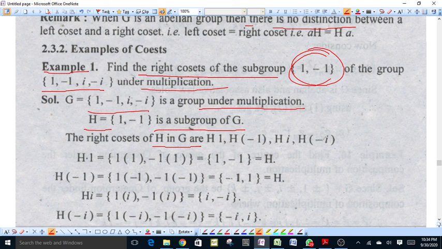Because H contains 2 elements, 1 and -1, all the elements of G will determine a different coset. The coset determined by 1 will be equal to H1, similarly by -1 that will be equal to H(-1), and that determined by iota, H iota, and H(-iota). H1 will be equal to {1·1, -1·1}.